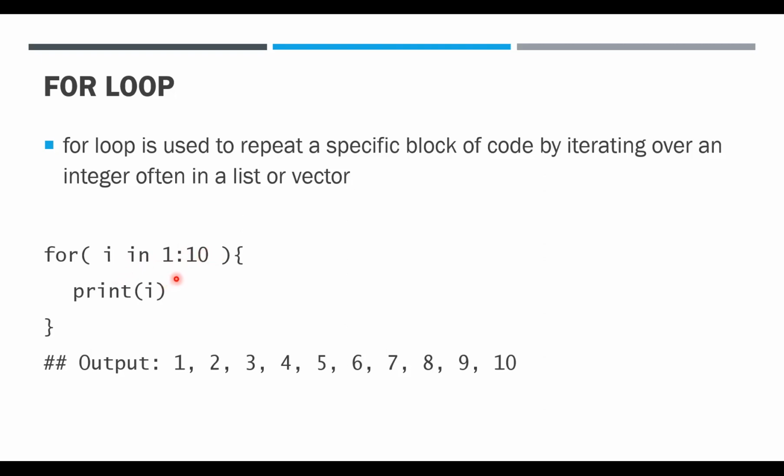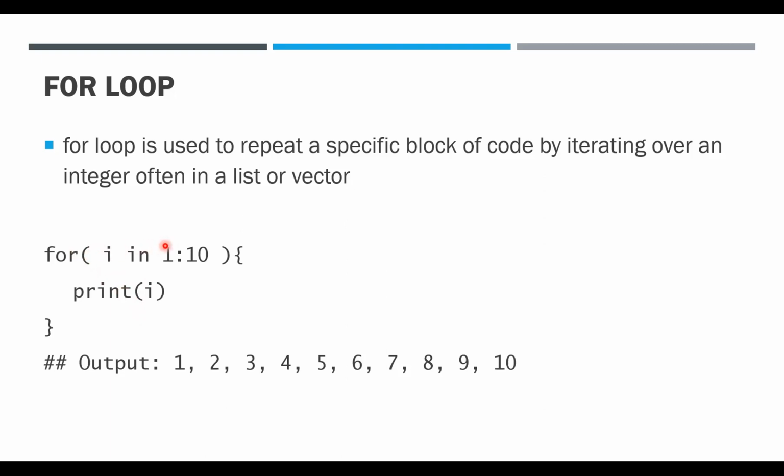Okay. So then the block of code that will repeat is inside the curly brackets. In our case, it's just print i. And again, the value of i iterates from 1 to 10. So the output, when I run this code, will be 1, 2, 3, 4, 5, 6, 7, 8, 9, 10, appearing vertically.